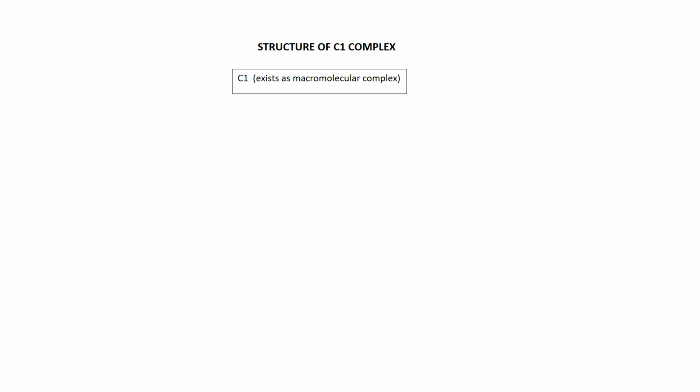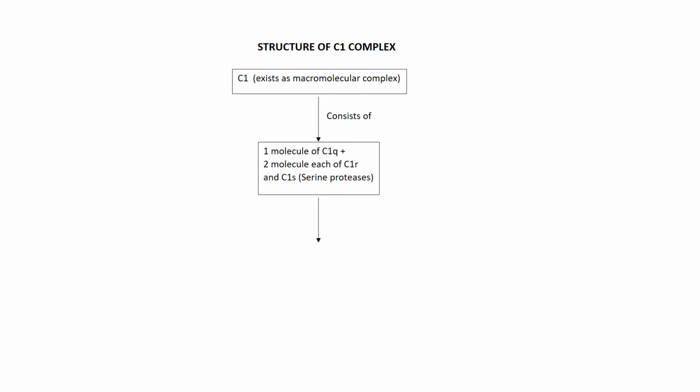The structure of the C1 complex. The C1 complex exists as a macromolecular complex and consists of one molecule of C1q and two molecules each of C1r and C1s that act as serine proteases. These are held together by calcium ions. The C1s molecule can act on both the C4 and C2 molecules.